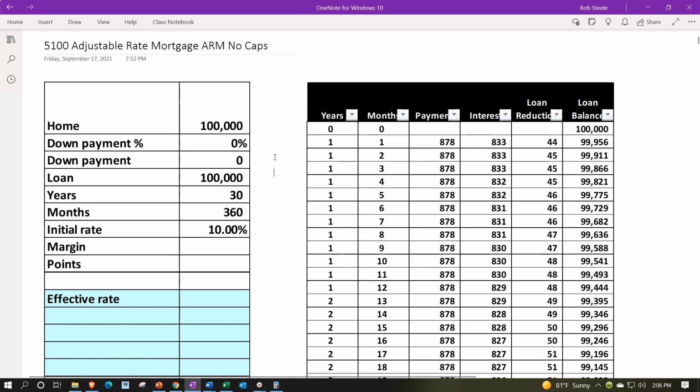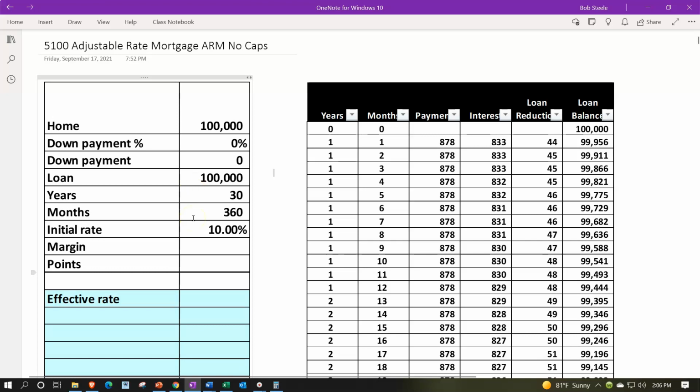We will start off with an adjustable rate that doesn't have any caps, and then we'll add some caps to it. Let's first do our comparison. We're first looking at the fixed rate just so we can see what the amortization table looks like, and then we'll compare that to the ARM. We have the home at 100,000. We're not going to put anything down because we're really just focused on the loan. So we're just imagining a loan of 100,000, 30 years.